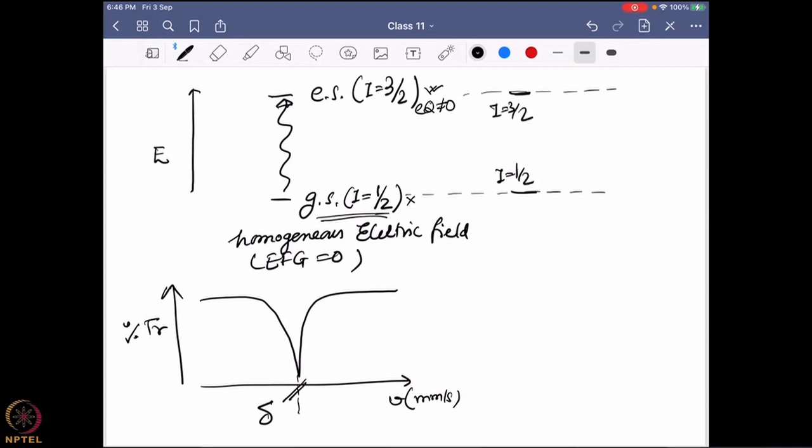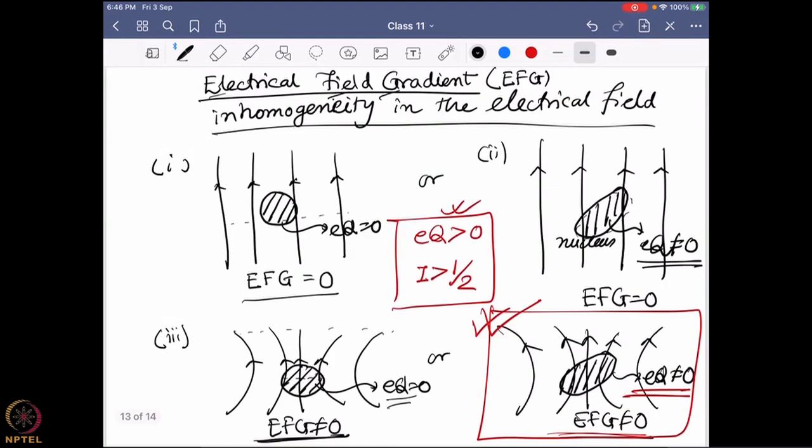But now say I am taking a system where the electric field gradient does exist. It is an inhomogeneous field. So if you have a system where you have a quadrupolar moment, that will be affected. For I equal to half, the quadrupole moment is equal to 0, so there is no effect of that. It doesn't matter: the electric field gradient is non-zero, but your quadrupole moment is 0. So it is a classic case of this one, and you're not going to see any effect.